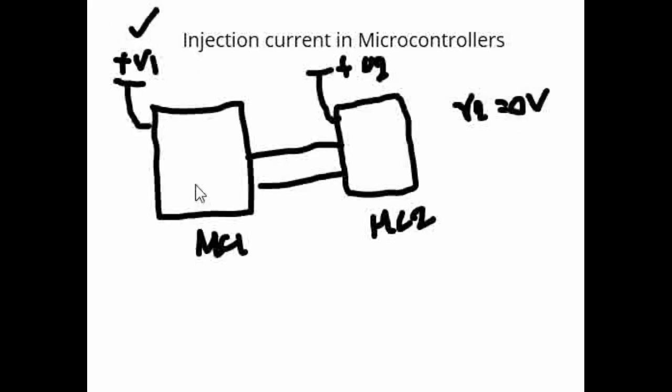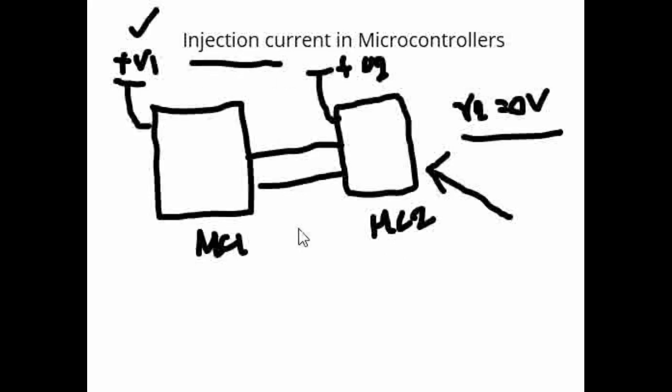In that case, sometimes you might see this microcontroller still turned on, even though you have given 0 volts here, and in an inappropriate condition where it is not even properly reset. This kind of scenario can happen, and this generally happens because of something called injection current. What do you mean by injection current?